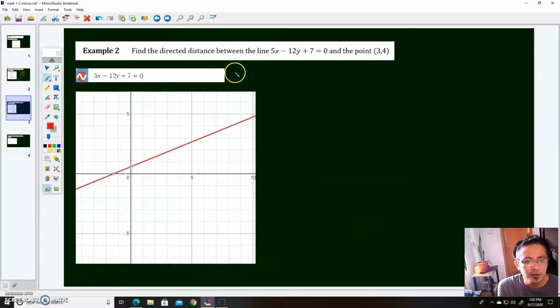Now we have here another line and the point again 3, 4. But this time the line is 5x minus 12y plus 7 equals 0. It's already graphed again, I use Desmos. We just have to plot the point 3, 4. The point 3, 4 again is here. So we are expecting a shorter length here.